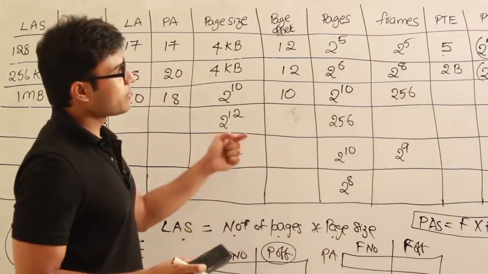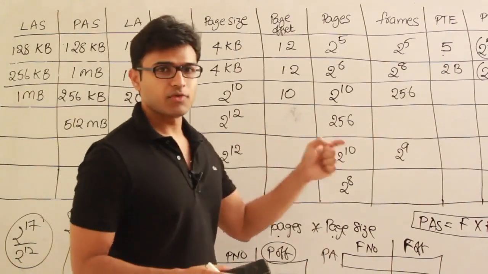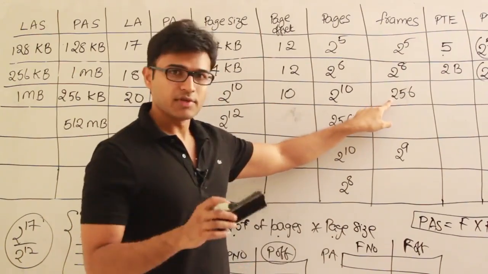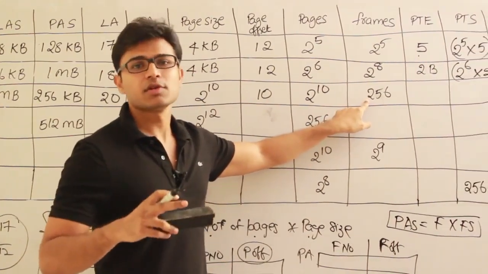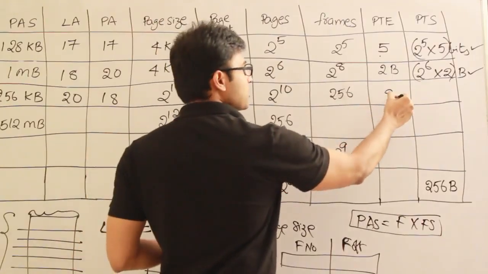And now what about the page table entry size? In order to find out the page table entry size, you should find out the number of bits which are used to represent the frames. Now the number of frames is 256. Therefore, how many bits are used to represent the frames? 8 bits. So 8 bits is going to be the page table entry.